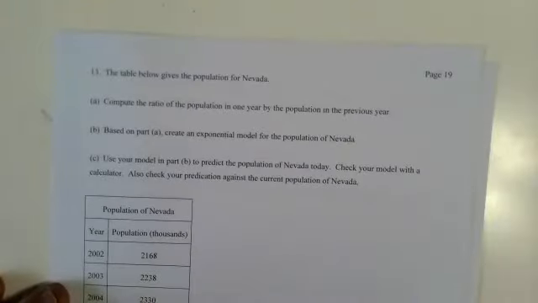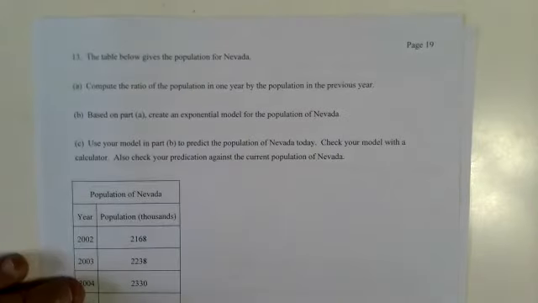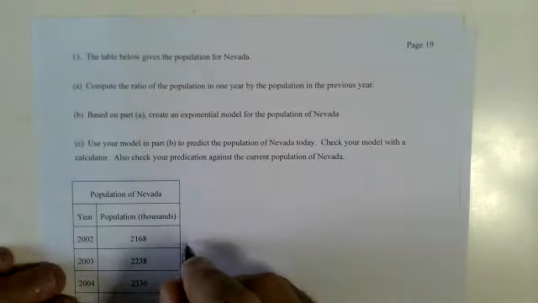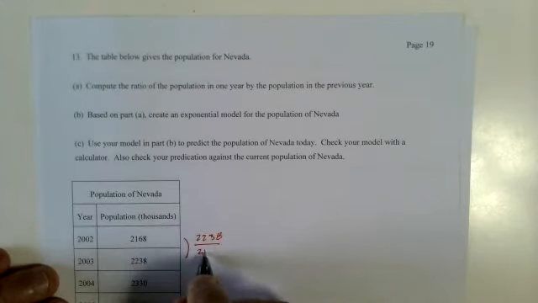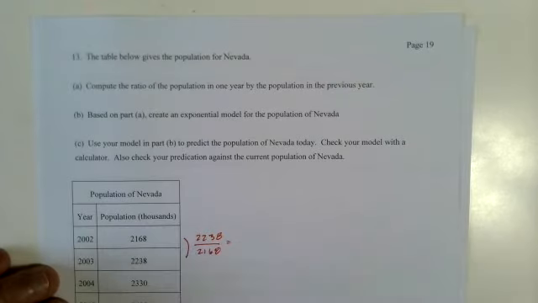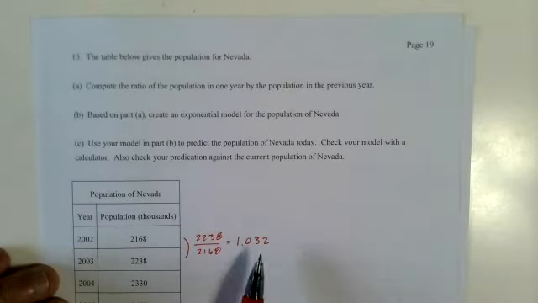All right, population for Nevada, calculator problem. No, I'm not gonna show you how to do it. Compute the ratio in 1 year by the population of the previous year. So if we go with 2238 over 2168, we get 1.032. Now, note, this is not an answer.